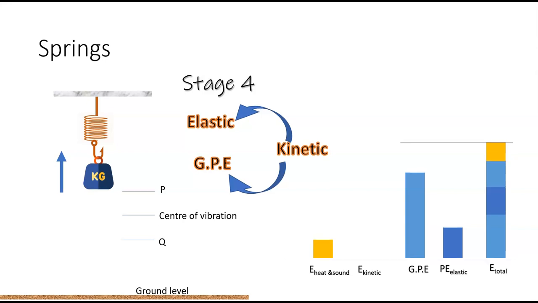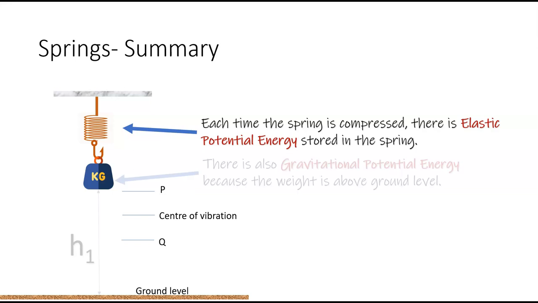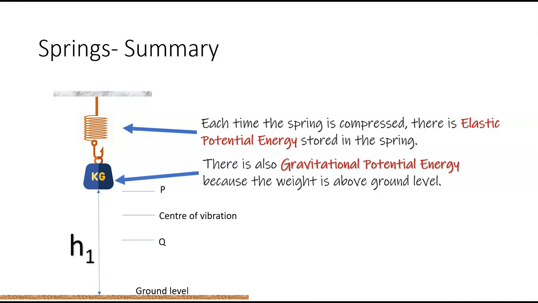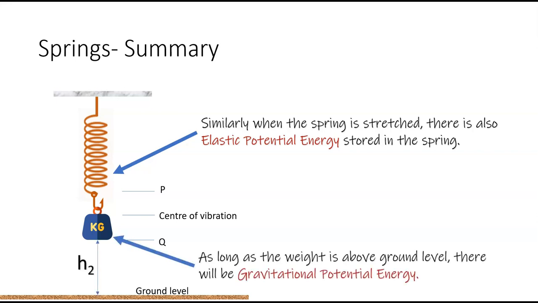Now let's summarize the important points. Each time the spring is compressed, there is elastic potential energy stored in the spring. There is also gravitational potential energy because the weight is above ground level. Similarly, when the spring is stretched, there is also elastic potential energy stored in the spring. As long as the weight is above ground level, there will be gravitational potential energy.